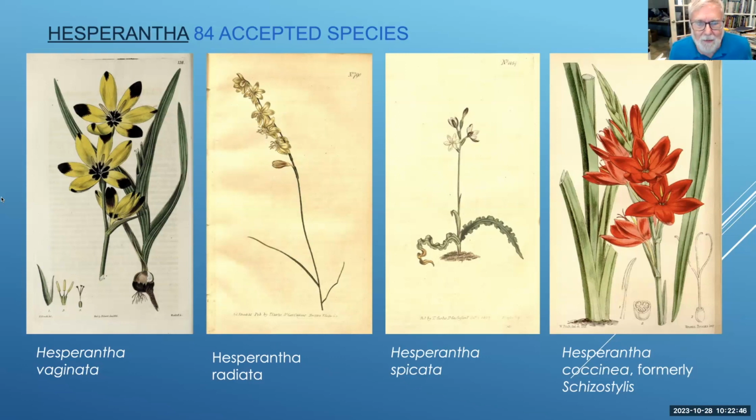They have a lot of fairly attractive plants, but the different Hesperanthas are not especially great, except for the last one that was actually put in a different genus for a long time. It was called Schizostylus, or Schizostylus, as I would say. Next slide.